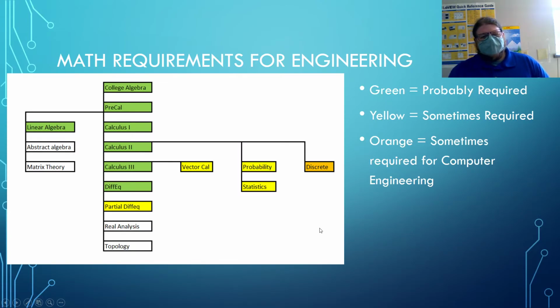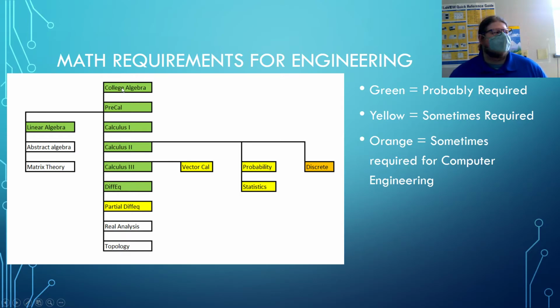So we want to talk a bit about what the math requirements are. If you wanted to be an engineer and you're going to college, what math classes are we taking? College algebra is kind of equivalent to Algebra 2. So classes that are in green are ones most colleges require you to take.